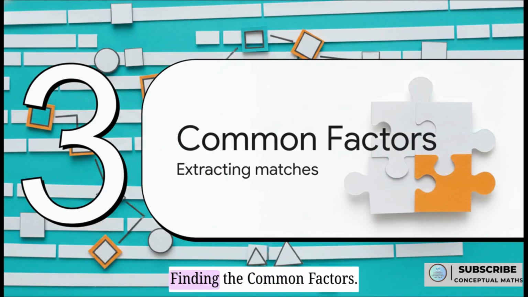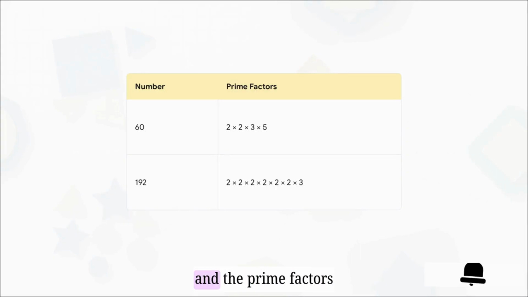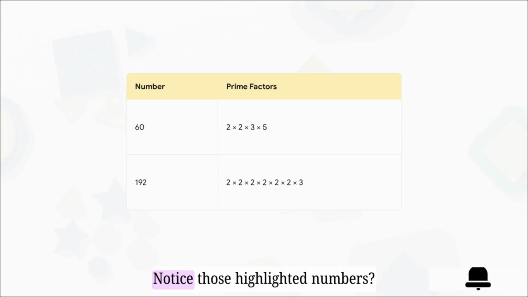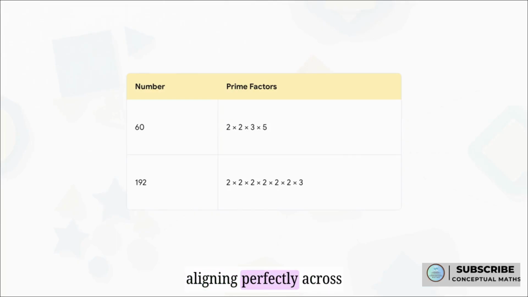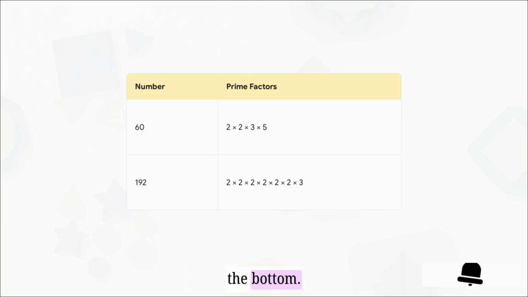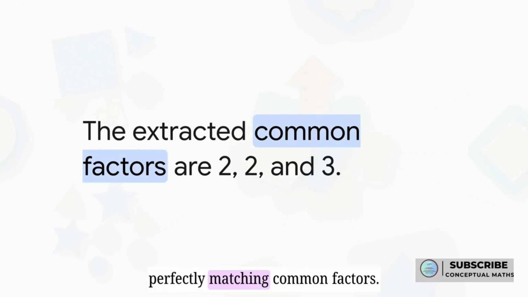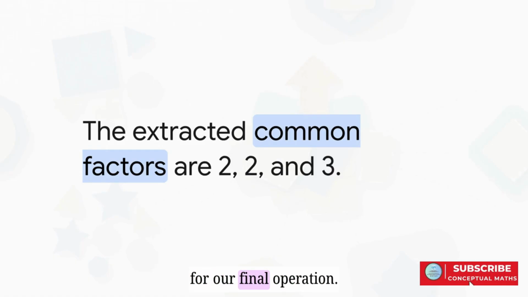Section 3, finding the common factors. So we line up our prime factors for 60 on the top row and the prime factors for 192 on the bottom row. What we're doing here is looking for the exact matches across both rows. Notice those highlighted numbers? It's a great visual aha moment. You can see 2 2s and a single 3 aligning perfectly across both the top and the bottom. So, what do we do next? We extract those glowing, perfectly matching common factors. Our shared numbers are 2, 2, and 3. We pull them out so we can prep them for our final operation.